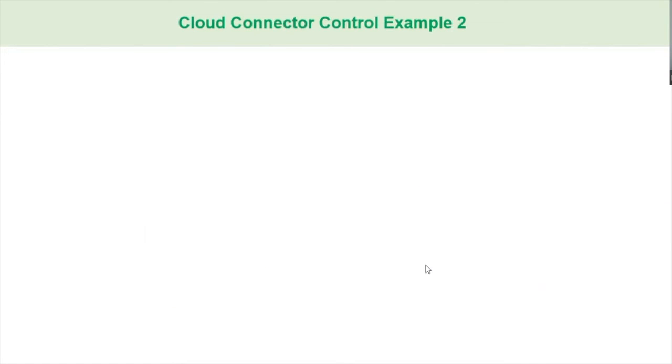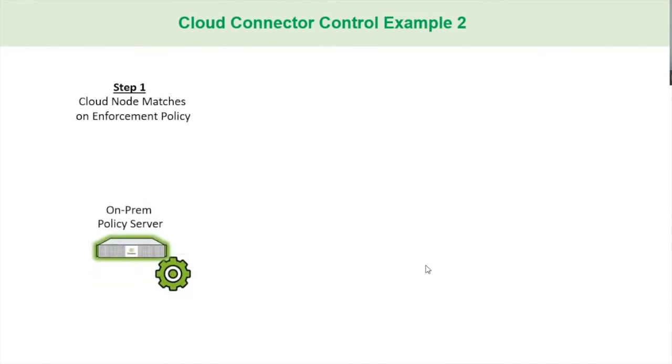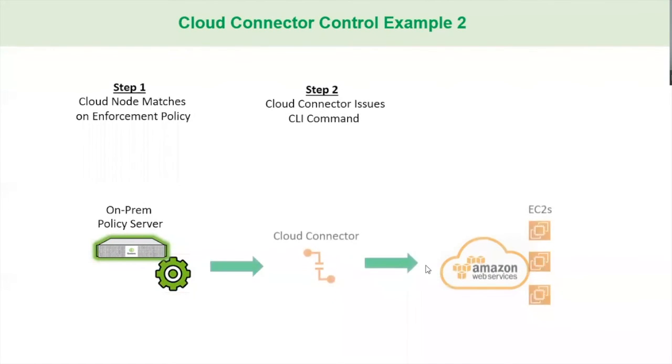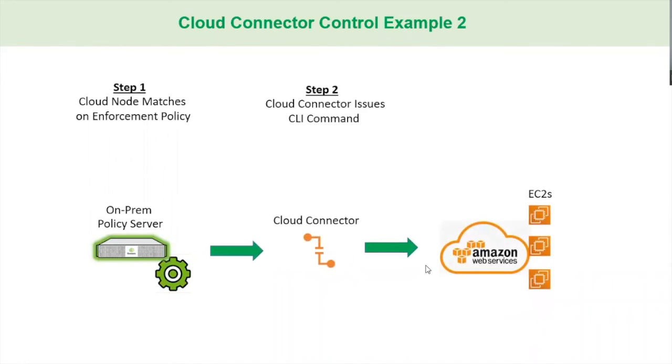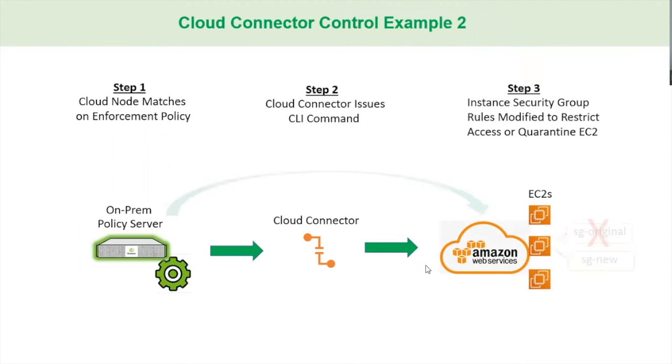Example number 2, in this example, what we're going to see is, of course, we've got a node policy match that has to take place. This will be an on-prem policy server, just for an example. Then we're going to go ahead and do the connector again. And this time, instead of shutting an instance down, we're just going to modify a security group.